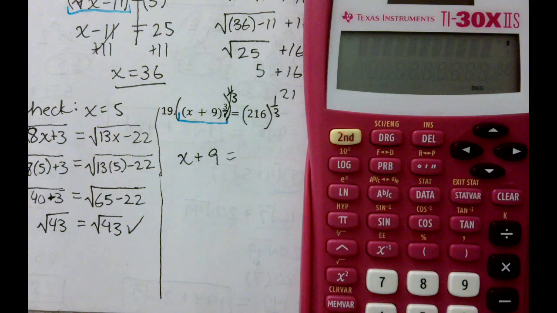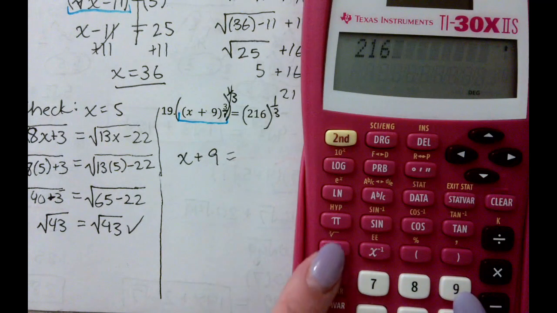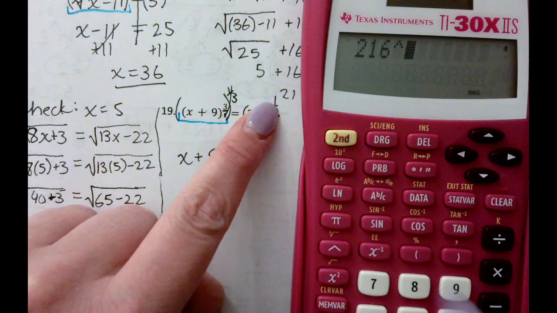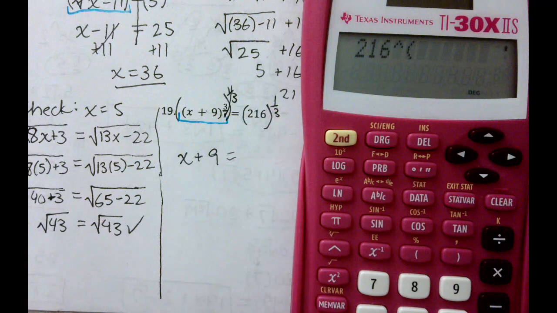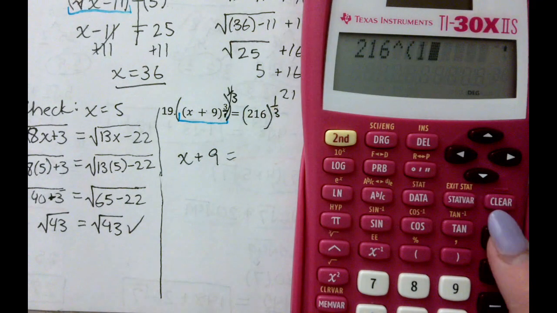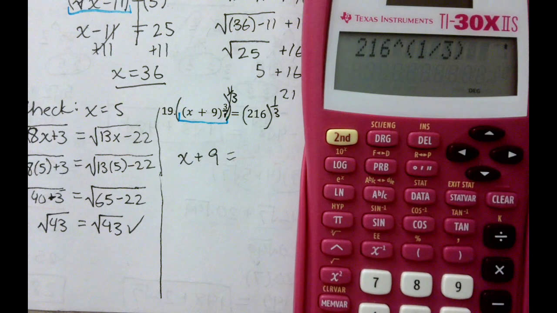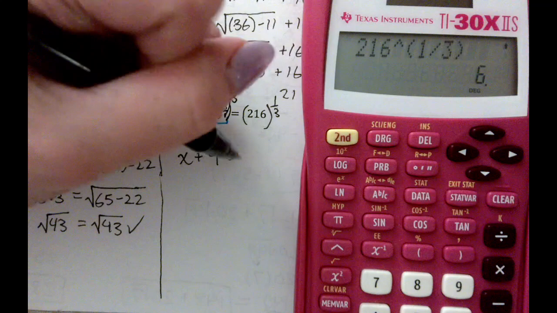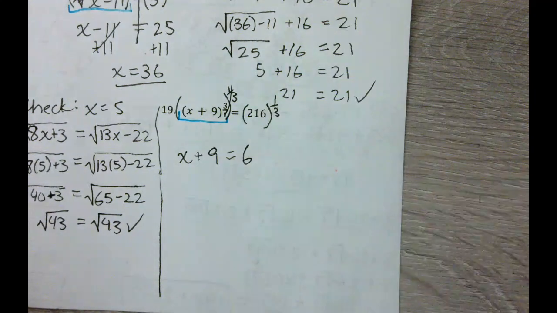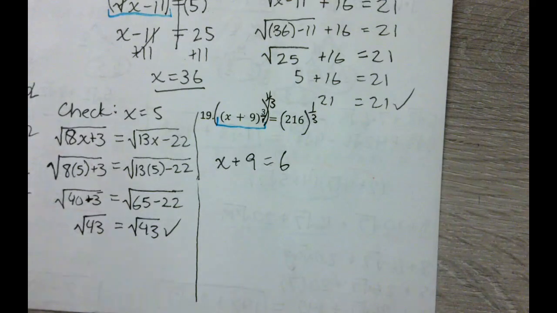Remember, with this calculator in particular, you type in your numbers, so 216, and then your caret, and then with fractions, it is absolutely necessary to use parentheses around it. If you don't use parentheses, it will be wrong. 1 divided by 3, and then end parenthesis, 6. If you have a different calculator and you still haven't figured out how to type this in, please come see me and I can figure it out with you.